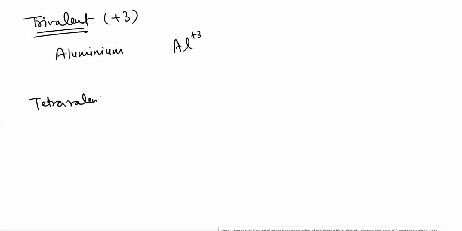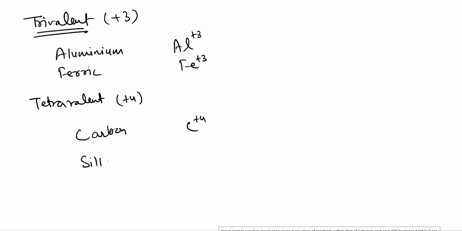Tetravalent, that is going to have, and like I have written trivalent, only aluminium. Then ferrous, ferric you can also write here, ferric, Fe3 positive. Okay, ferric. Then tetravalent is, that is going to have +4 valency, and that is carbon. Carbon has +4 valency, C +4, and we can have silicon also.